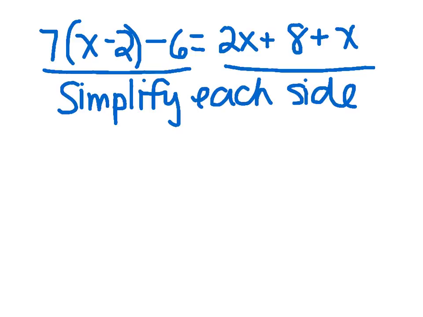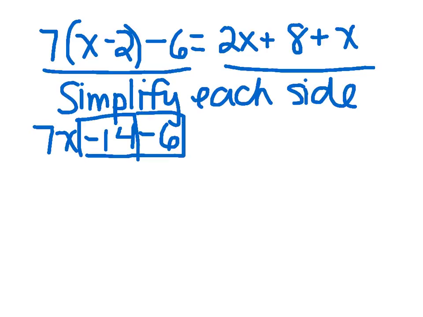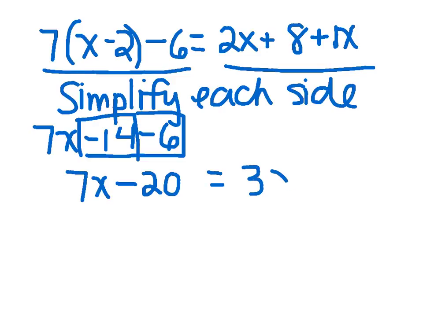So on the left side of the equation, that means doing the distributive property, and then combining these like terms. So on the left side, it simplifies to 7x minus 20. On the right side, all I have are the two like terms, and that gives me 3x plus 8.